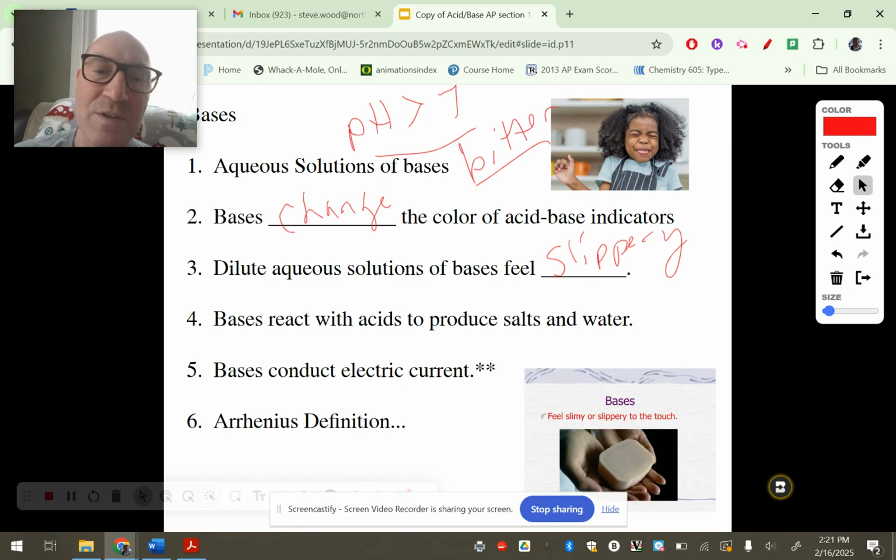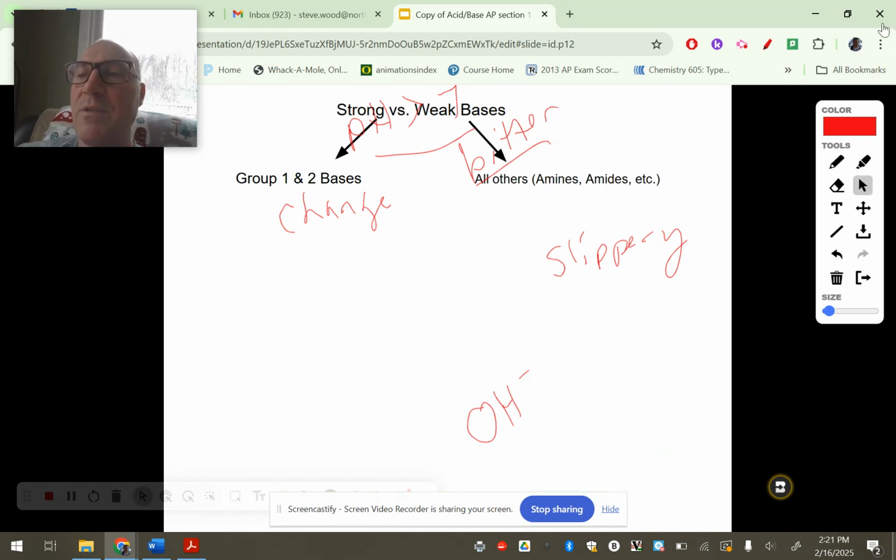So bases react with acids to produce salt and water, just like before. They're also electrolytes. And then according to Svante Arrhenius, a base is anything that produces OH minus in solution. That's right. So the acid ion is H plus, the base one is OH minus. All right, so just some general things on this.